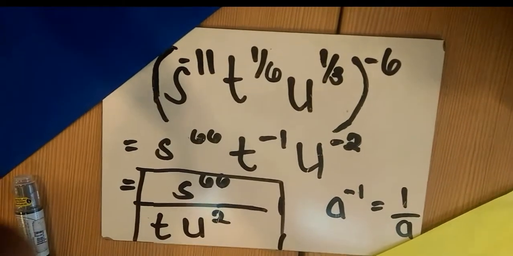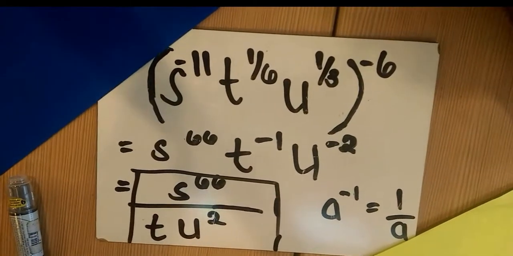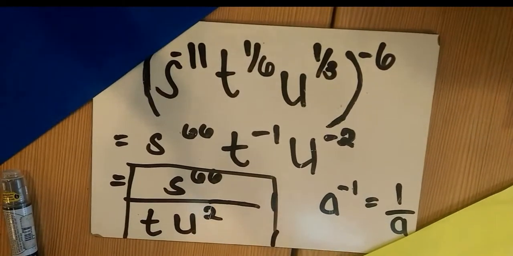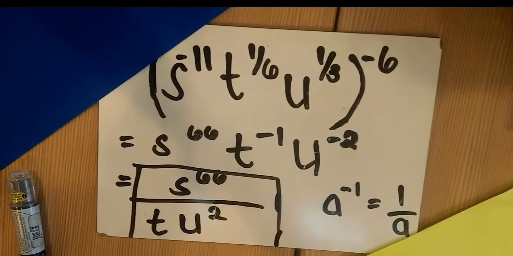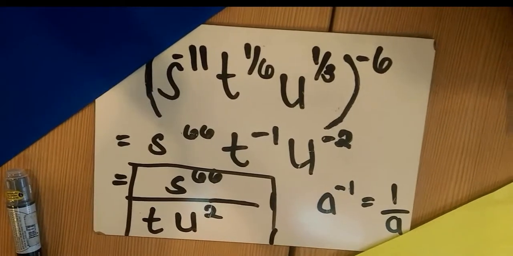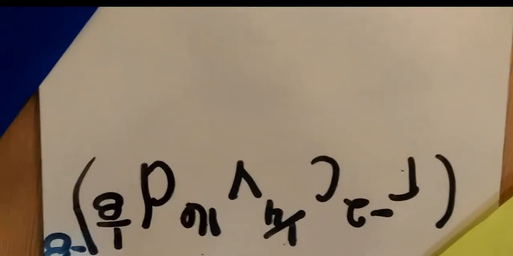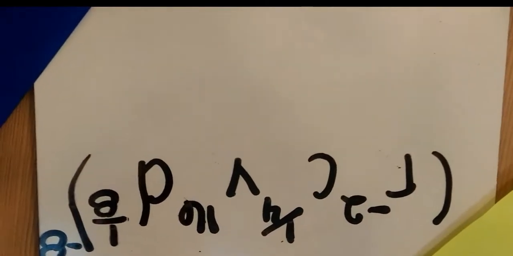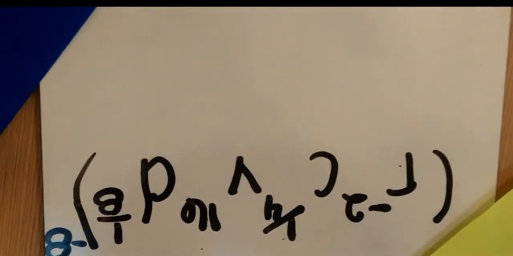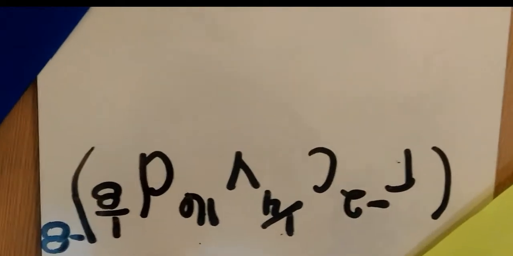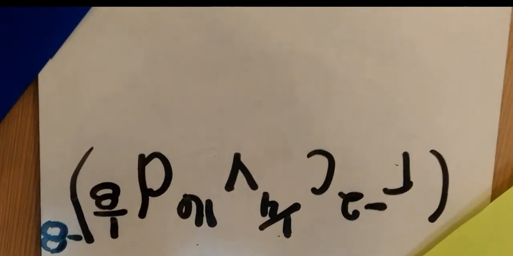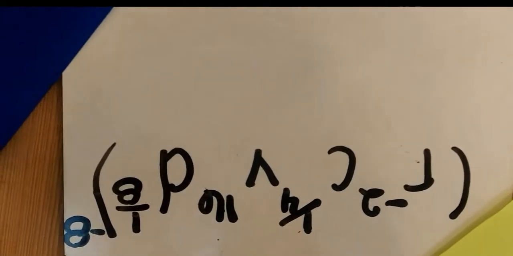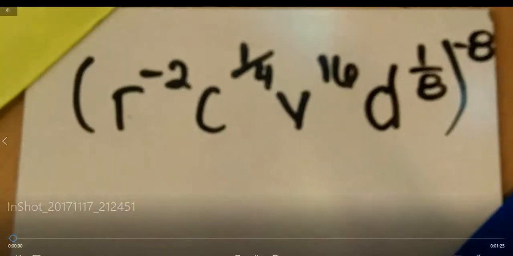Following the rule a raised to negative 1 is equal to 1 over a, the final answer is s raised to 66 over t u raised to 2. Now for the last example, try to simplify the expression: the quantity r raised to negative 2, c raised to 1 over 4, b raised to 16, and d raised to 1 over 8, raised to the power of negative 8.